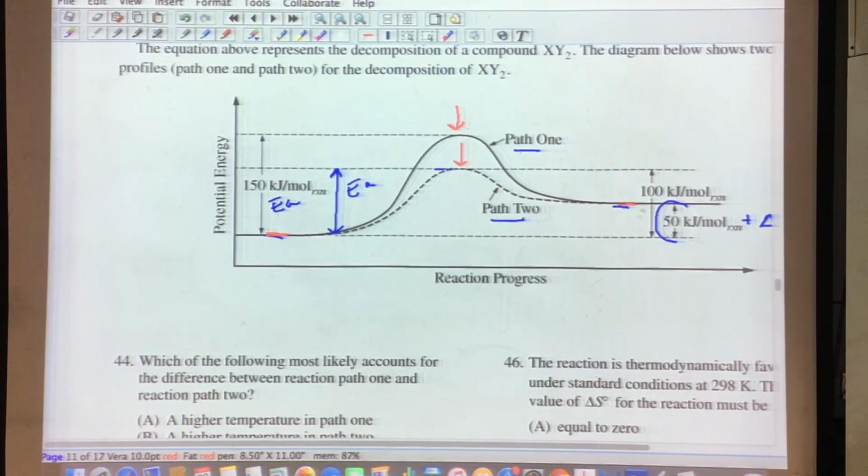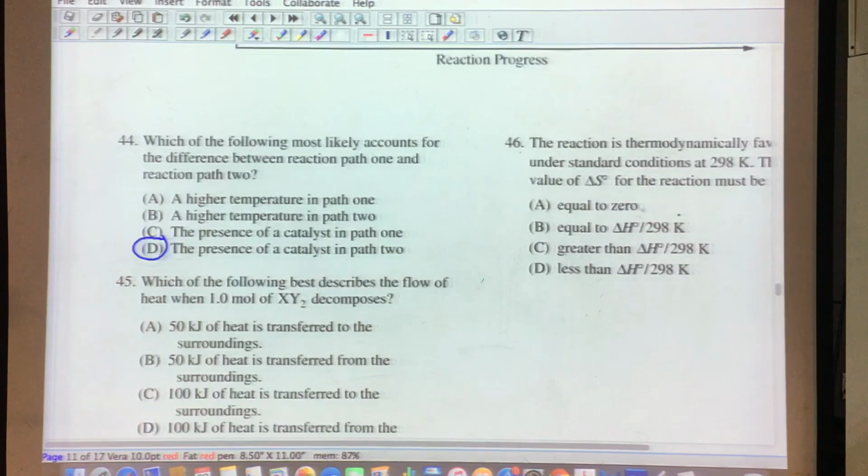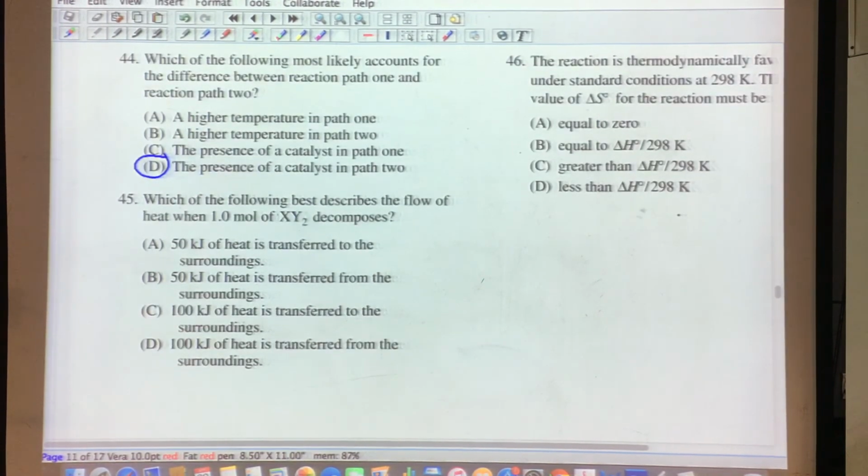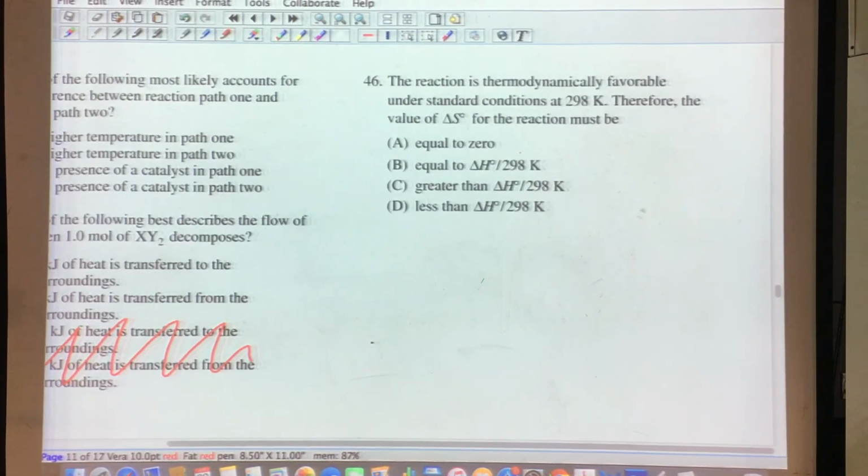They're making you realize that delta H was 50. So 50 joules of heat are transferred into the surroundings. That'd be released. That'd be exothermic. 50 kilojoules are transferred from the surroundings. That means it came from the surroundings. It was consumed or absorbed. B is the answer. Okay, so not very difficult, but making you look at potential energy curves again.